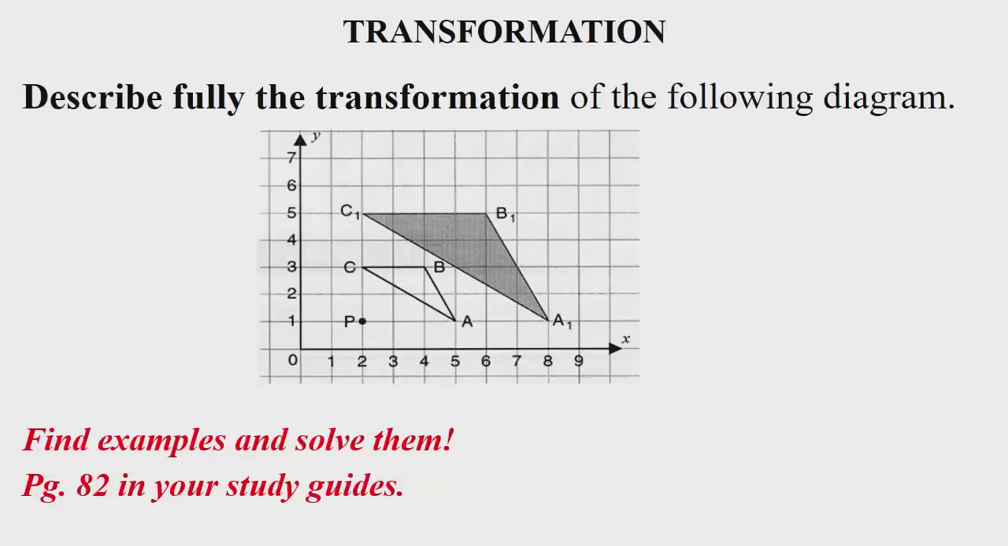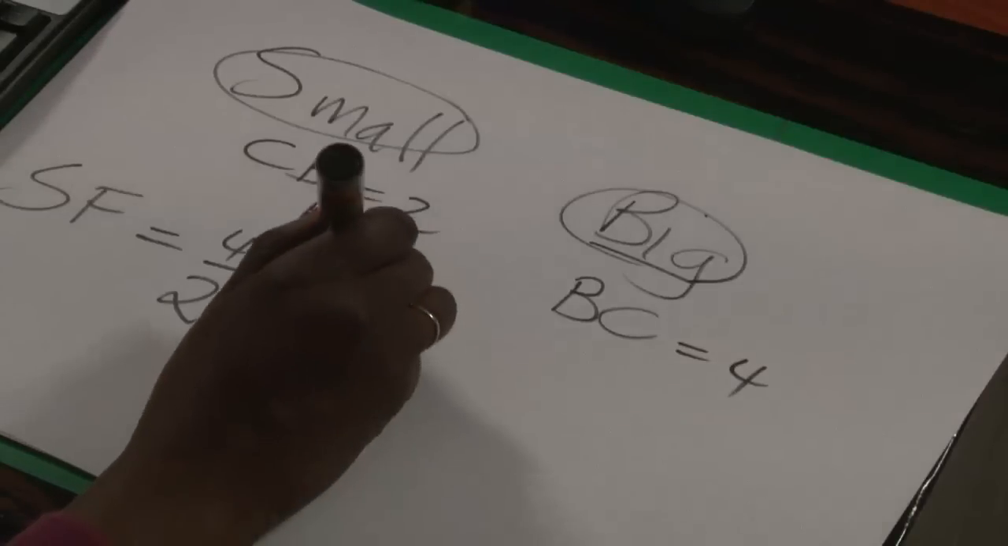Very good. Let's look at line CB. We want to find the scale factor. Let me just call it SF, the scale factor of enlargement. On the small diagram, line CB is 2 units. And on the big diagram, you're looking at line CB on the big diagram, 1, 2, 3, 4. We are having 4 units. What is the scale factor of enlargement? We say the big diagram divided by the small diagram, the scale factor is 2.